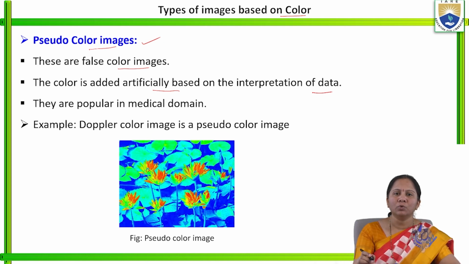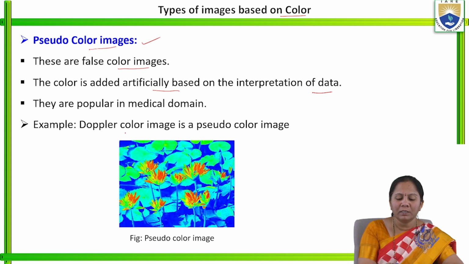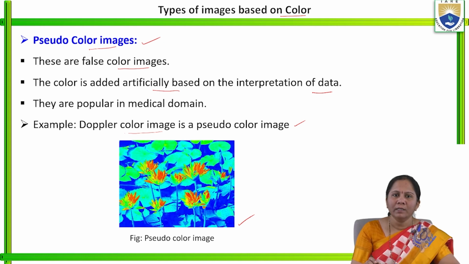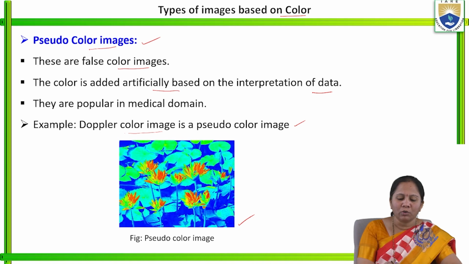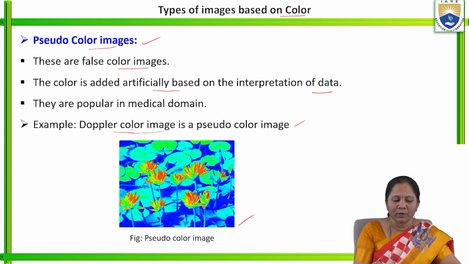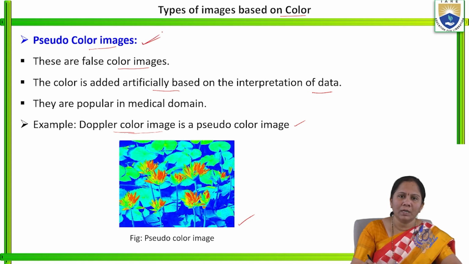This pseudo color imaging is used in medical applications. For example, the Doppler color image also comes under a pseudo color image. This is an example image that comes under pseudo color image. Some artificial colors are added to the image in order to interpret the data. Not only Doppler color image processing, remote sensing also comes under pseudo color images.